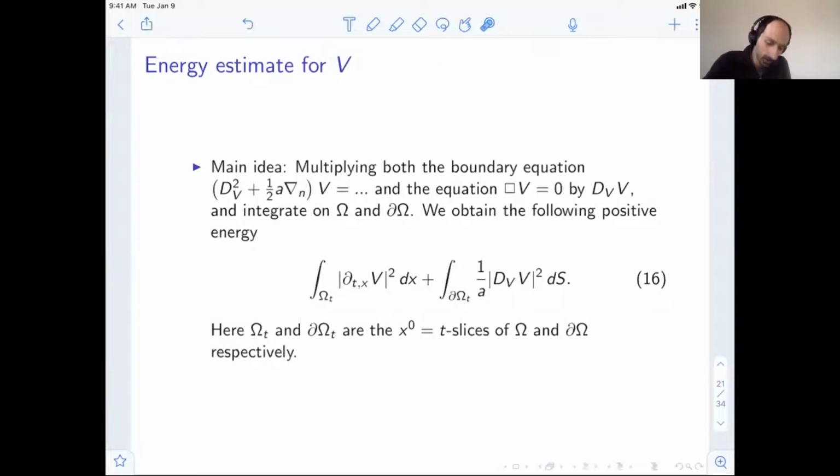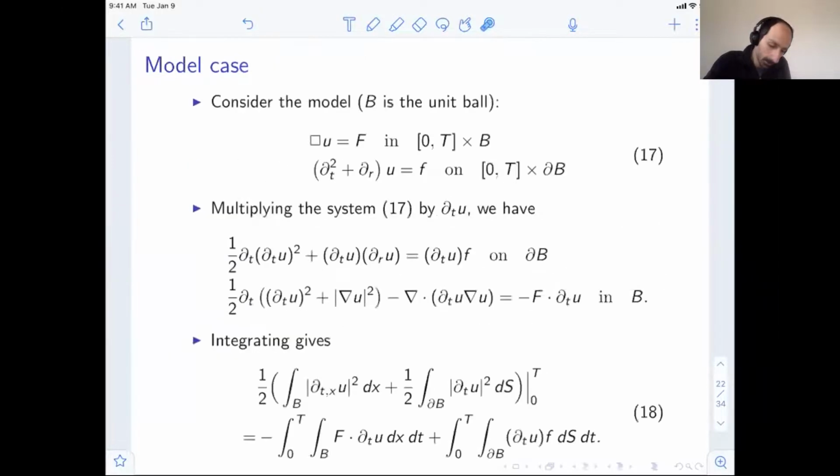Let me just illustrate this in a simplified model, to show why this is okay. Let's just consider for a minute this very simplified model of a cylinder. Suppose you have box u equals f. For us, this f would be 0, really, let's forget about that. And then this is like the normal derivative. So d squared t plus dr of u is 0, with some other source term.